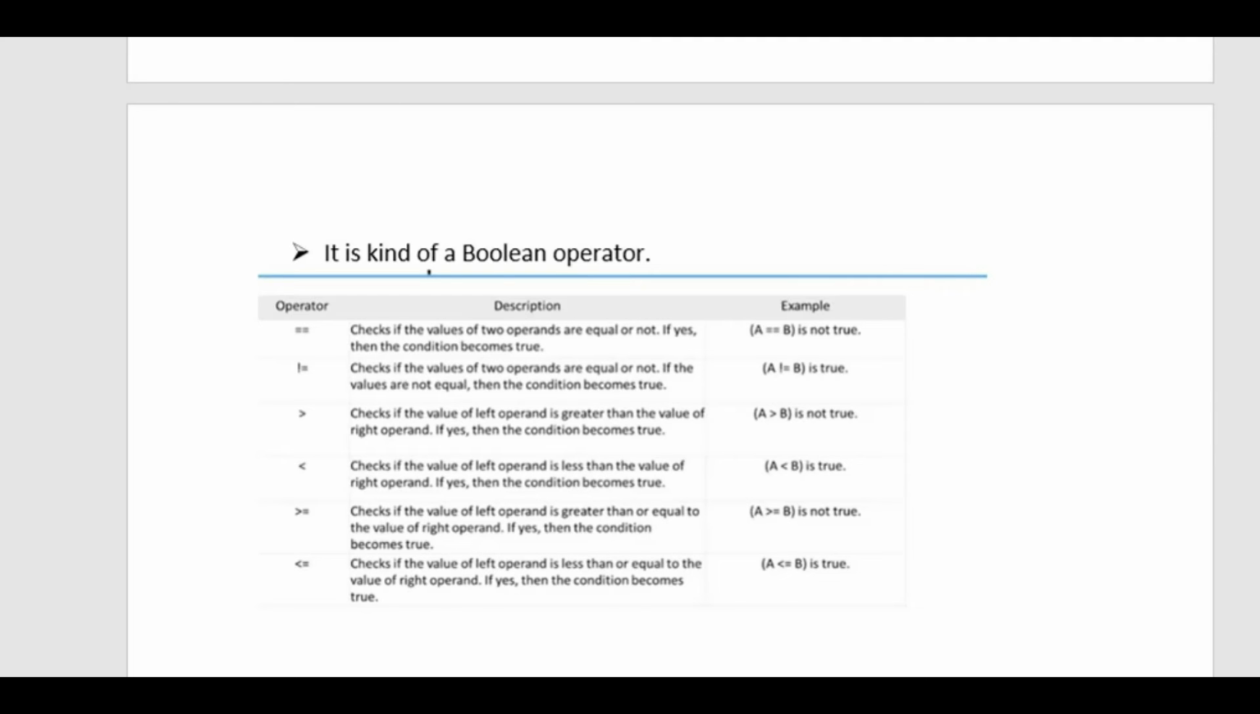The next one is the vice versa of this expression: lesser than or equal to. It checks if the value of the left operand is lesser than or equal to the value of the right operand. If yes, then the condition becomes true. So it's the same. Here our condition is not satisfied, so it's not true. Here our condition has been satisfied, so it's true. Say 0 is less than or equal to 1. So our condition here is true. 0 might be less than 1 or equal to 1. So that's the condition here.